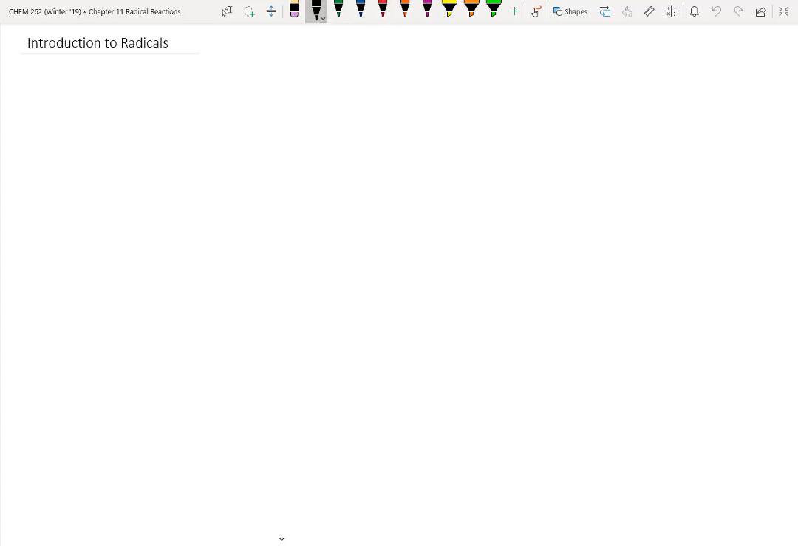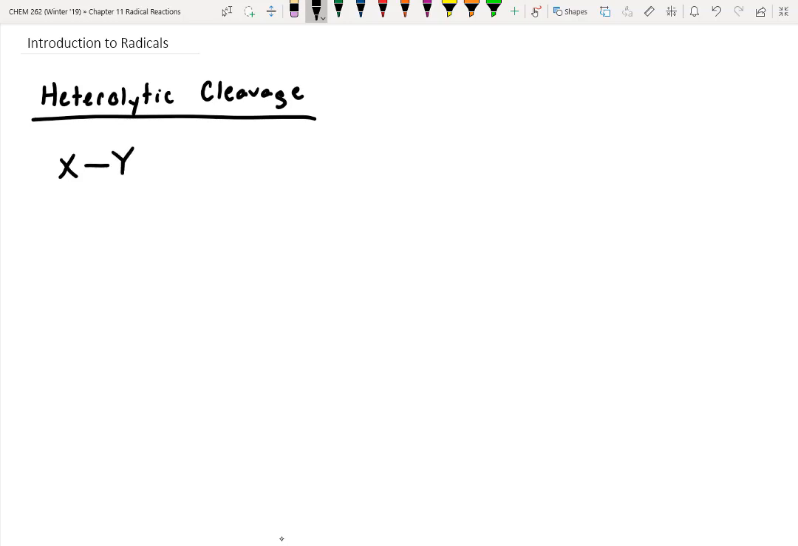So let's compare this to a reaction we've seen. The first reaction we've seen is heterolytic cleavage. With heterolytic cleavage, you have two atoms that are covalently bonded together. I'm just going to make them up as X and Y. You can take the covalent bond and dump both electrons from that covalent bond onto one of these atoms, which means X in this case would be a positive charge, and Y, having two electrons, must be a negative charge. So you make cations and anions.